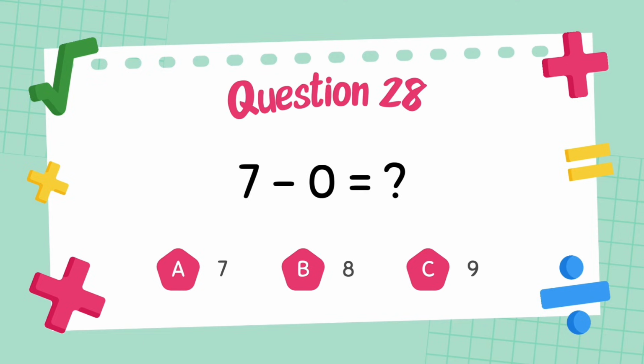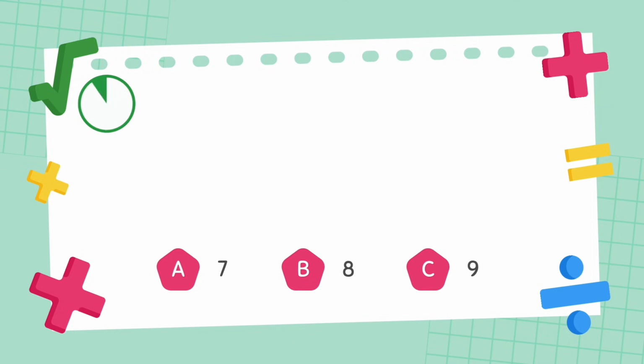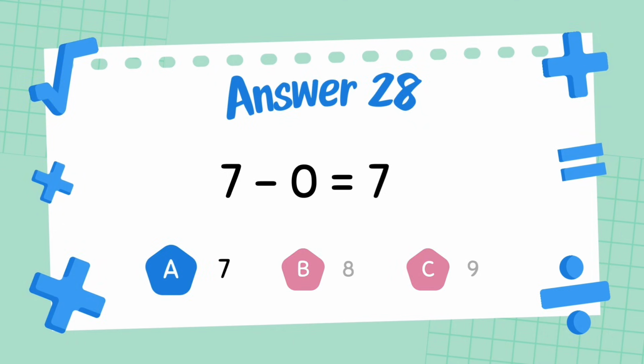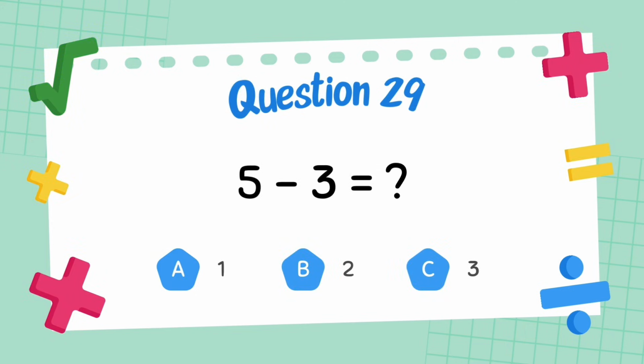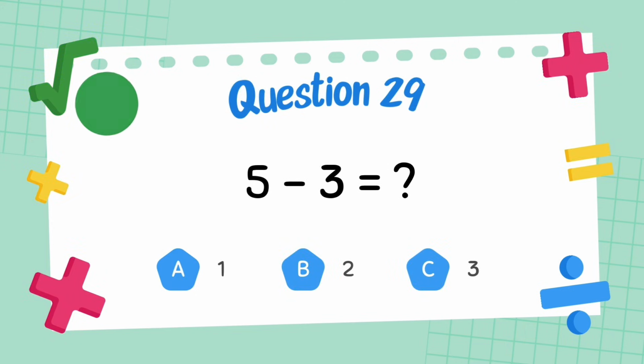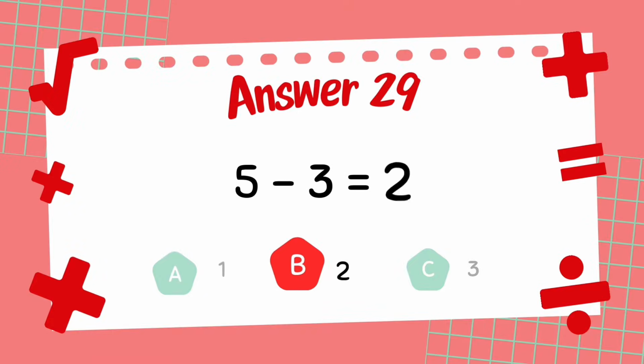What is 7 minus 0? The answer is 7. What is 5 minus 3? The answer is 2.